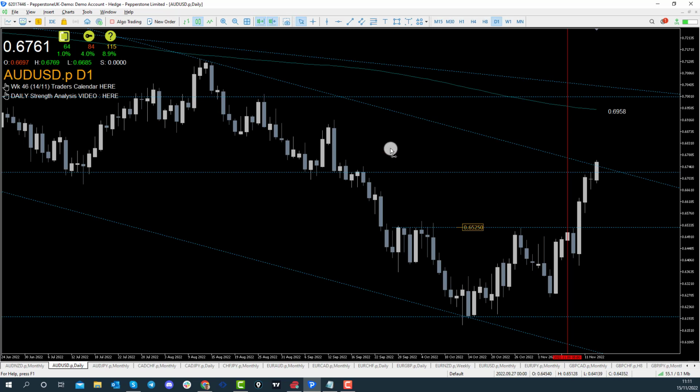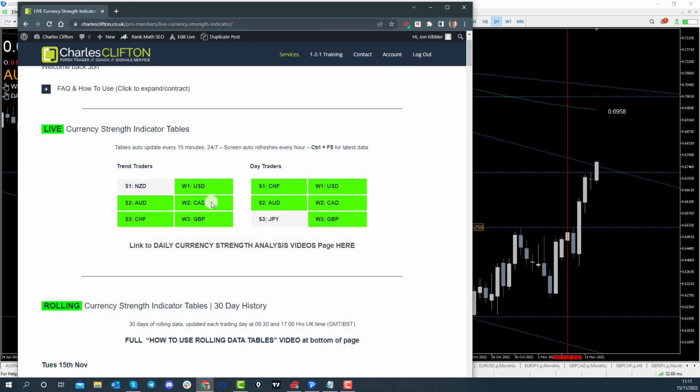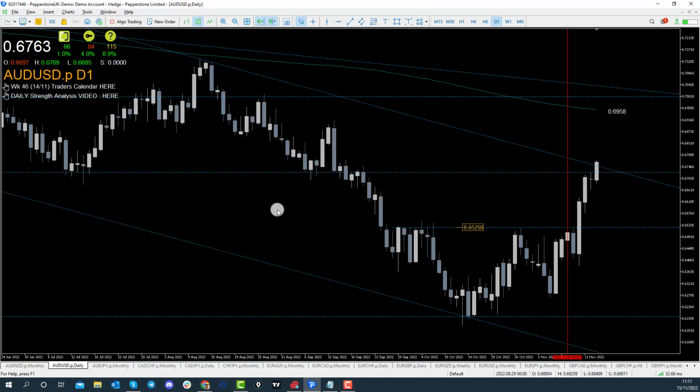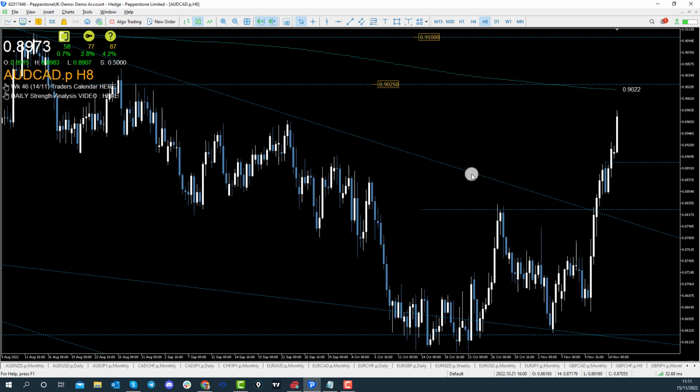Now, another Aussie pair that could be quite interesting is Aussie CAD. The reason why Aussie CAD could be interesting to us is if we go on the trend traders table and the day traders tables, you can see here Aussie CAD features, with Aussie being the second strongest, CAD being the second weakest on both tables. So if I was to head over to Aussie CAD, we could have a little look at what price is doing at the moment.